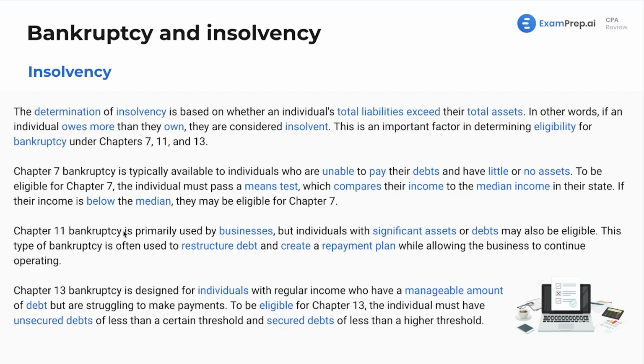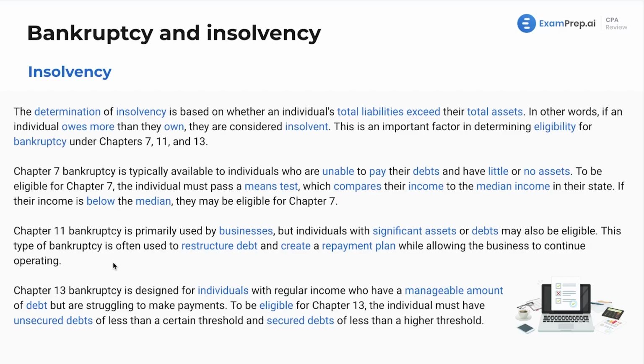Now, Chapter 11 bankruptcy, this is primarily used by businesses, but individuals with significant assets or debts may also be eligible. This type of bankruptcy is often used to restructure debt and create a repayment plan while allowing the business to continue operating. A great example you see in multiple choice questions is, hey, this guy's going bankrupt. He can't pay his debts as they become due, but he wants to keep his hot rod at the end of the day. He's got an awesome sports car, does not want to give that up.